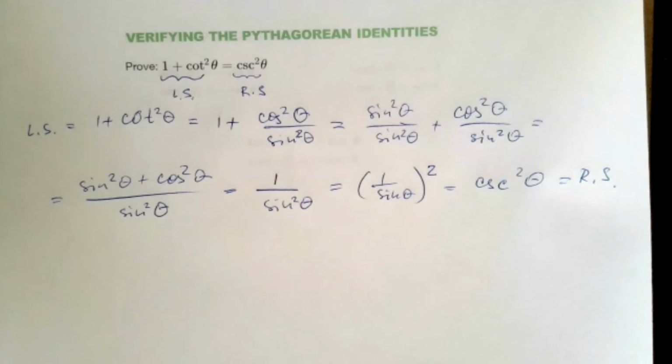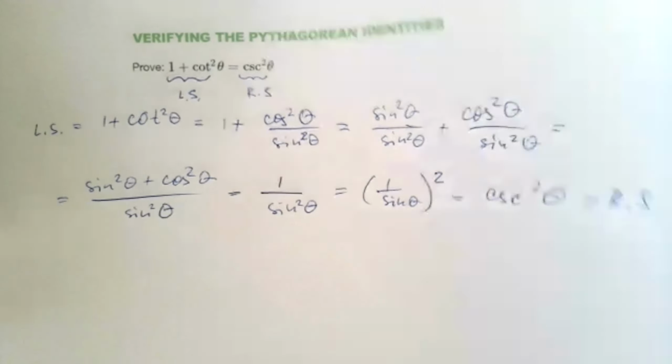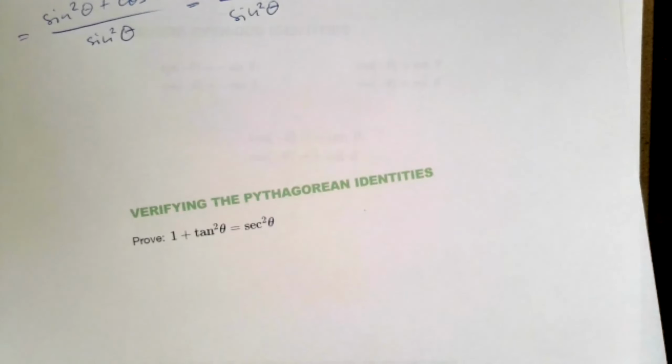Now, let's take a look at the next one. It says, again, verify the Pythagorean identities. This one is very similar to the previous one. So I would like you to do this one by yourself.